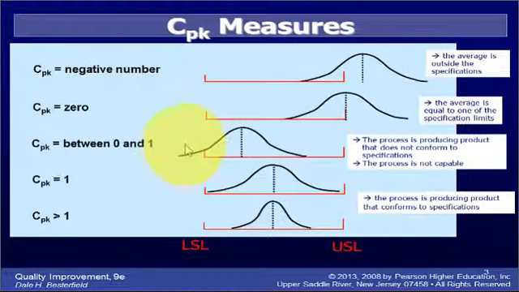And if the CPK is 0, that means the average is equal to one of the specification limits. So you have shifted your center to be at the USL or at the LSL, and that will give us a 0 CPK. If the CPK is a negative number, that means the average is shifted outside the specifications.